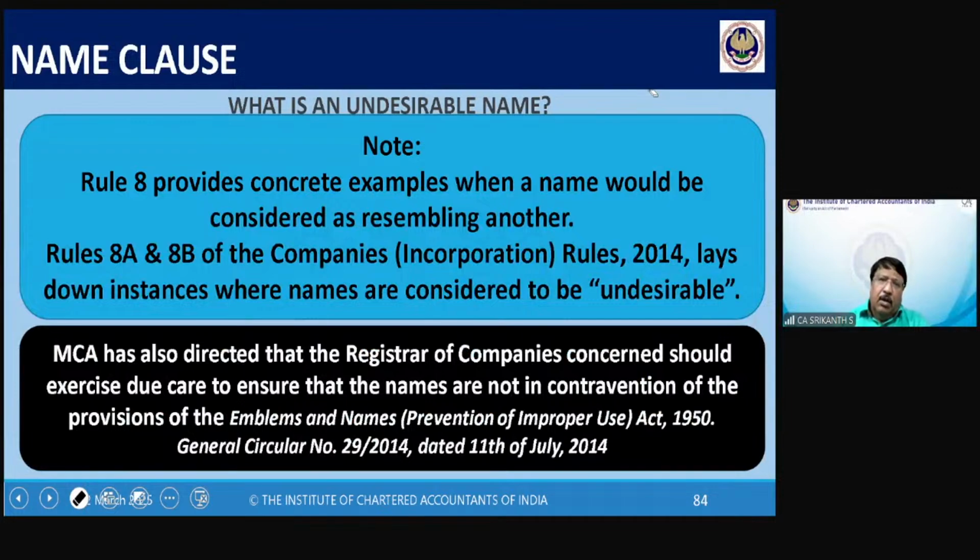Rule 8 provides concrete examples of when a name would be considered as resembling another. So Rule 8 has concrete examples. It is there in the institute material. You can go through it. Okay, but in the examination, they may not ask you specifically on that. Be aware that certain names have been declared as undesirable. So Rule 8 provides names that are resembling each other. 8A and 8B lay down instances where names are considered to be undesirable.